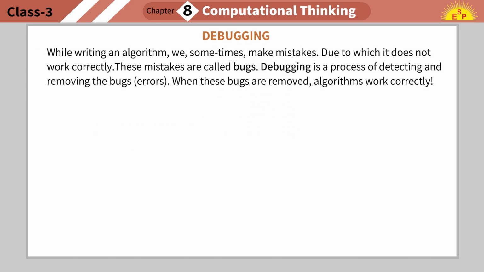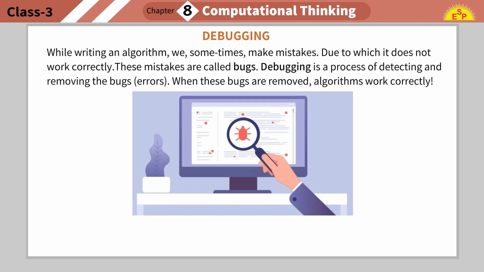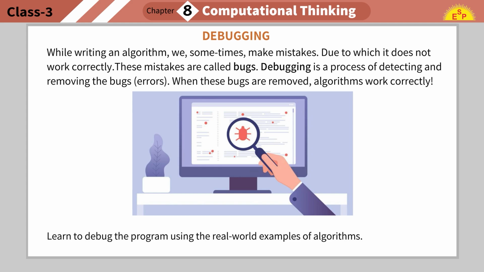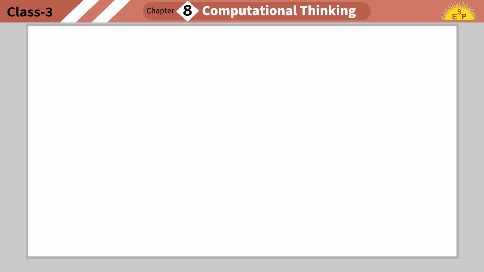Debugging. While writing an algorithm, we sometimes make mistakes, due to which it does not work correctly. These mistakes are called bugs. Debugging is a process of detecting and removing the bugs, the errors. When these bugs are removed, algorithms work correctly. Learn to debug the program using real-world examples of algorithms.